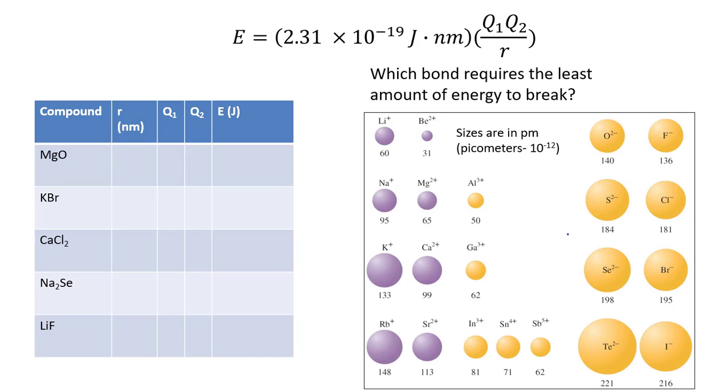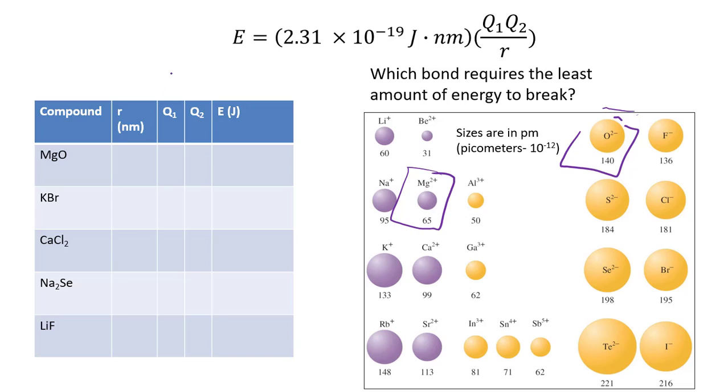Magnesium oxide. So we know magnesium is 2+ and oxygen is 2-. So to put them into this equation here, we've got Q1 is 2+, Q2 is 2-. So we can put those in here. And then our radius now.